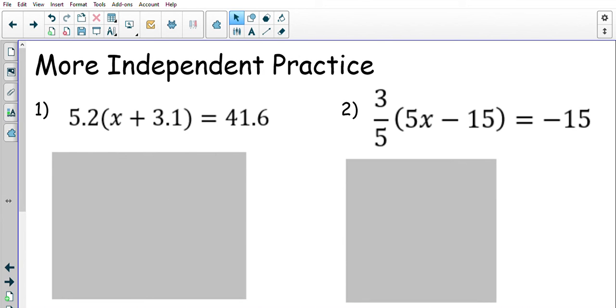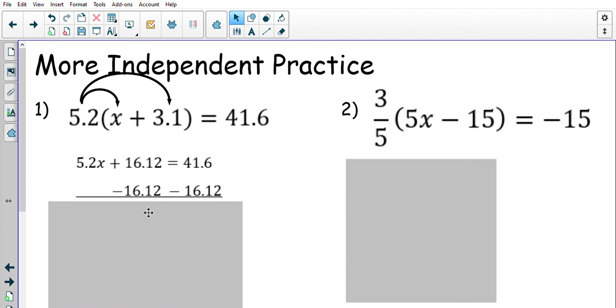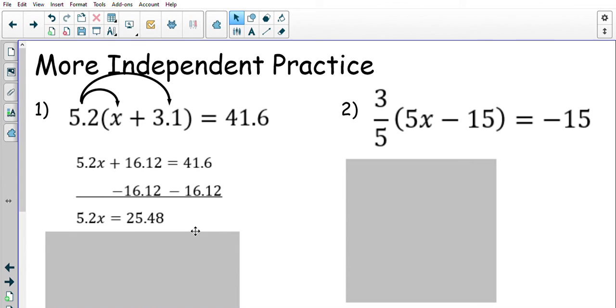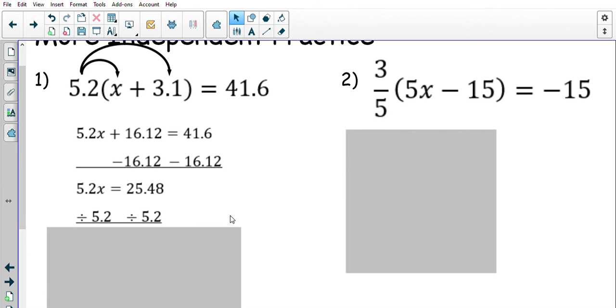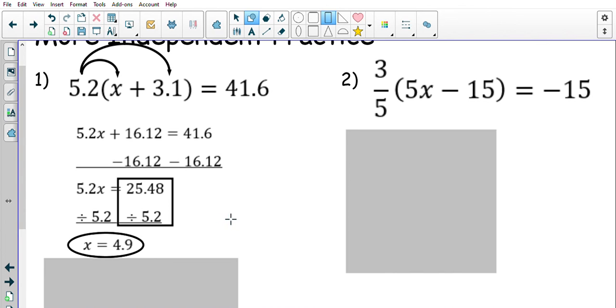Okay, hopefully you've taken a look at these. Number 1, let's distribute that 5.2 into the parentheses. So take 5.2 times x and 5.2 times 3.1. That's going to get us 5.2x plus 16.12. Now subtract 16.12 from both sides. That's going to get us 5.2x equals 25.48. Divide both sides by 5.2 to get our solution of x equals 4.9. And keep in mind, you're plugging into your calculators 25.48 divided by 5.2.